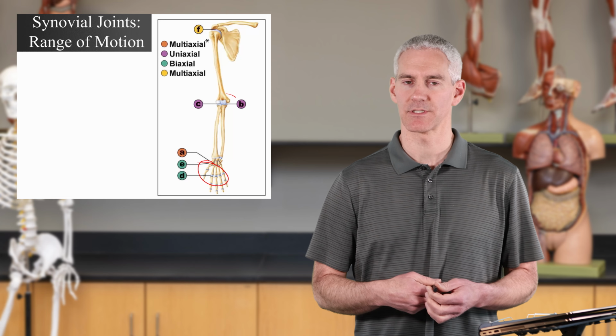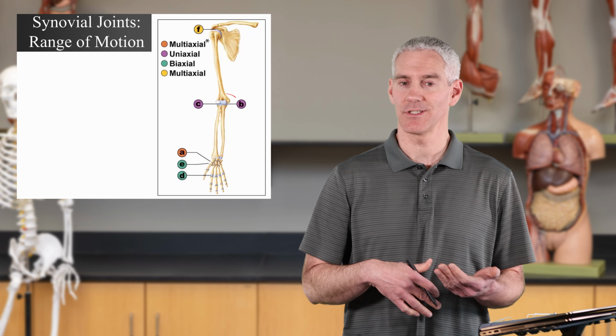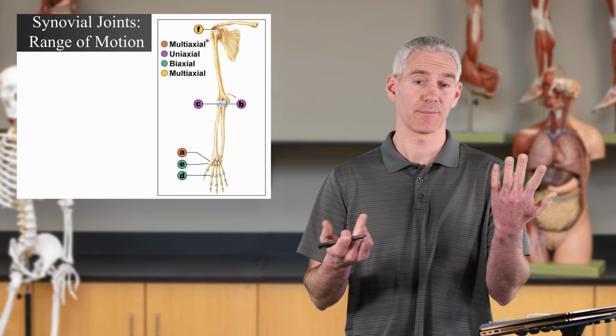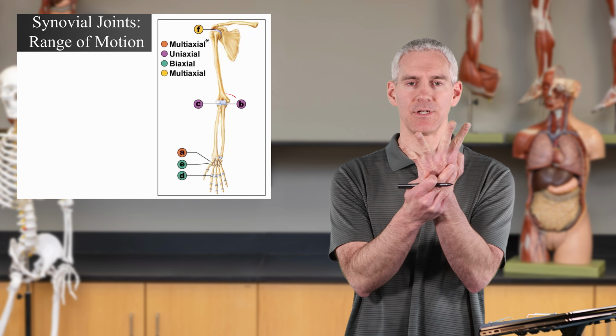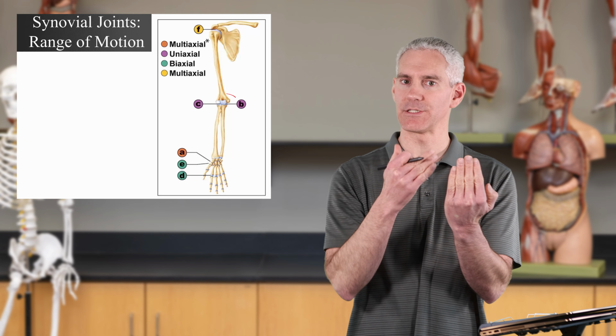Then the biaxial, down here in the hand, looking at saddle and condyloid joints. So it has 2 different types of movements there. So looking at, for example, flexion and extension, as well as abduction and adduction. Think about the fingers that way. Flexion and extension, abduction and adduction. It's all based on how they're moving in two different planes.